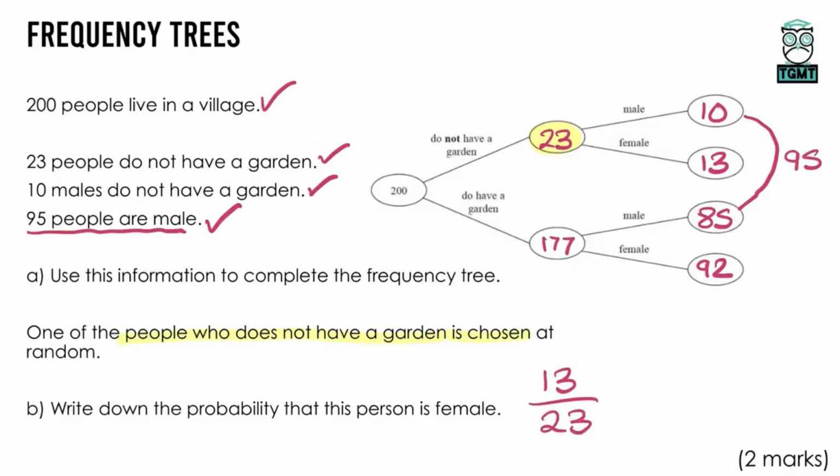You've got to be really careful on these questions to read the language. If it just said one of the people is chosen, then it would have been out of 200. But it specifically says one of the people who does not have a garden is chosen. So it was just out of those 23. And there we go. You can leave your answer as a fraction. You don't need to simplify it if it did simplify. And there we go. There's our final answer for the frequency tree.